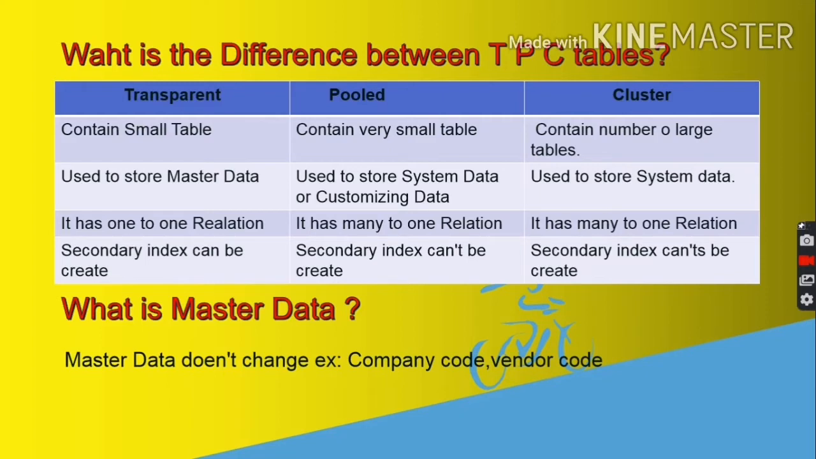Okay, then the next question is, what is master data? Data that doesn't change is known as master data. It means master data does not change, it will be constant only. Examples are company code, vendor code, customer code. These are master data examples.